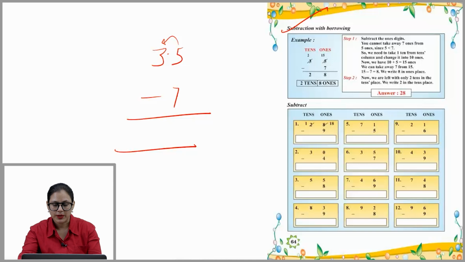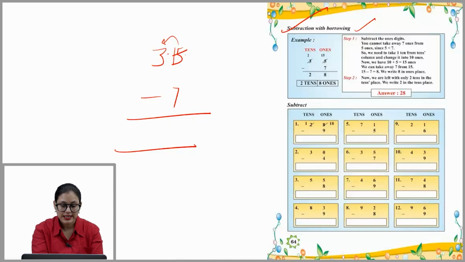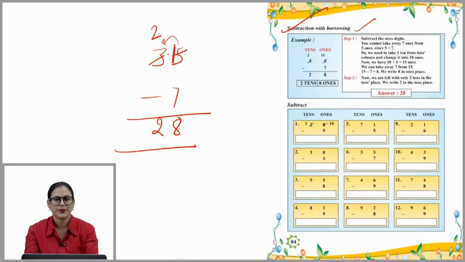Okay. See, step 1, subtract the ones digit. You cannot take away 7 ones from 5 ones, since 5 is less than 7. So we need to take 1 ten from the tens column and change it to 10 ones. Okay. See, we have borrowed 1 ten from here, so 5 has become what? 1 ten means 10. So now it has become 15. Okay, it has become 15 and the 3 has become 2 because it has given 1 ten to 5, right? Now it has become 15. 15 minus 7 is 8 and 2 minus 0 is 2, right? So the answer is 28.